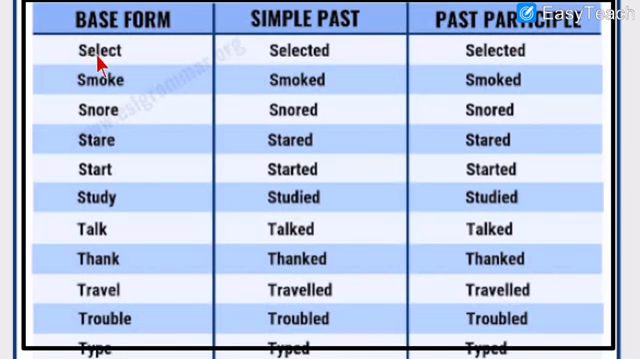The base form of the word is select. Simple past becomes selected, and in the past participle it also remains selected. Again, the base form smoke: simple past becomes smoked, and past participle also remains the same, smoked. Base form snore, snored, snored. Base form stare, stared, stared.